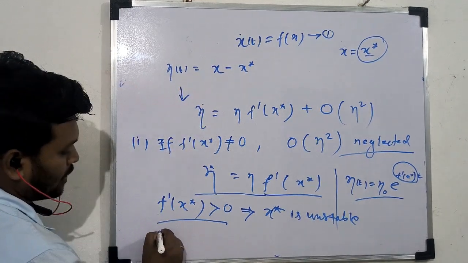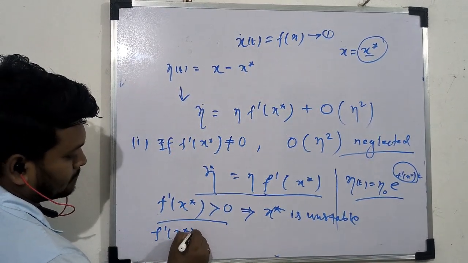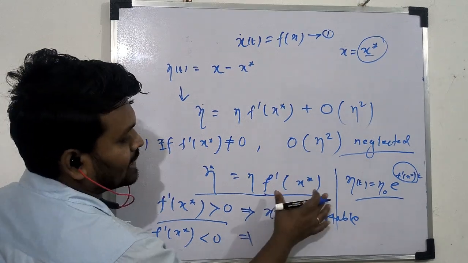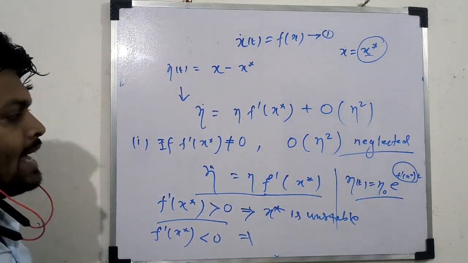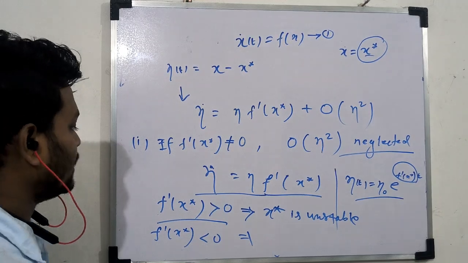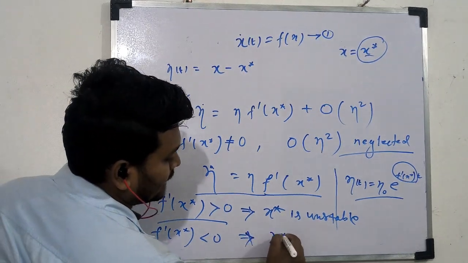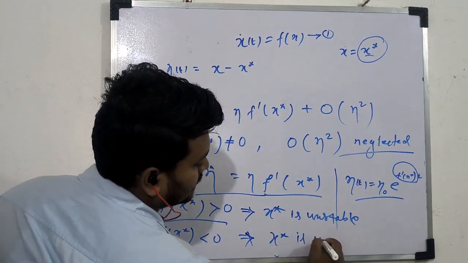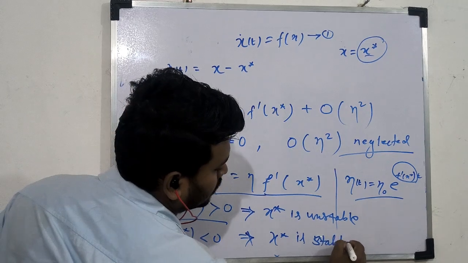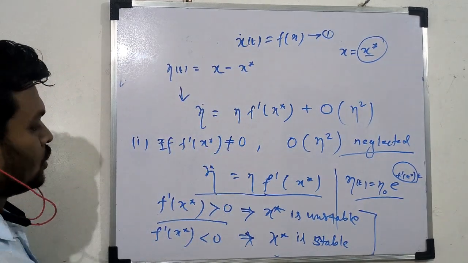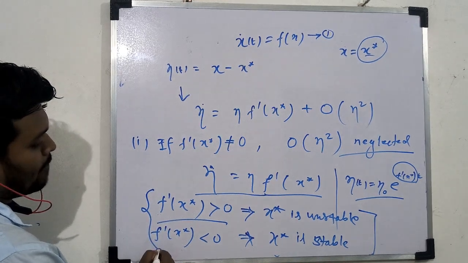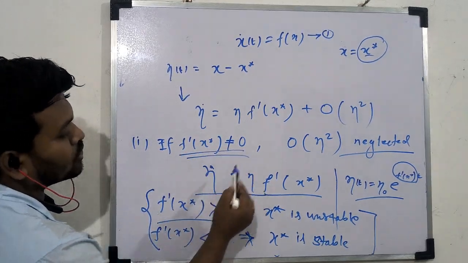And whenever f dash x star is less than 0, eta will tend to 0, that is, exponentially decay as time tends to infinity. So therefore this implies that this equilibrium x star is stable, or you can say locally stable. So this happens whenever this term is not equal to 0.